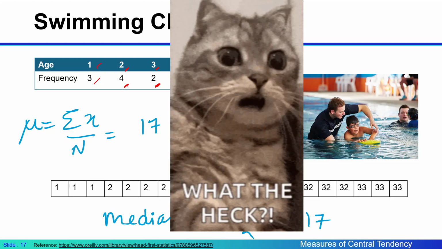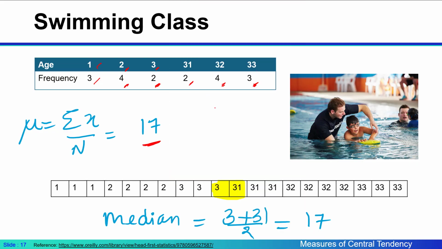What the heck? If you calculate the mean of this, it is 17, and the median of this, which is the middle term, is between 3 and 31, which is 17. The mean and median both are misleading. How to deal with the situation?